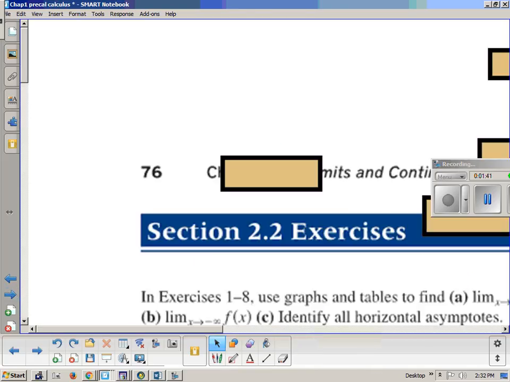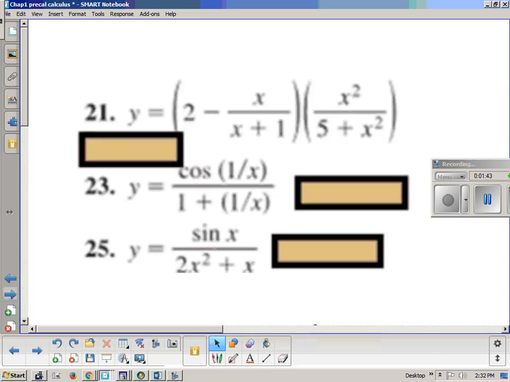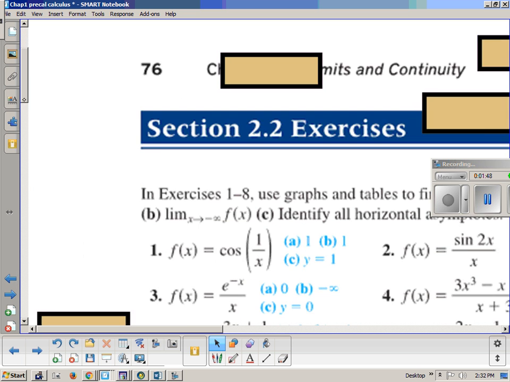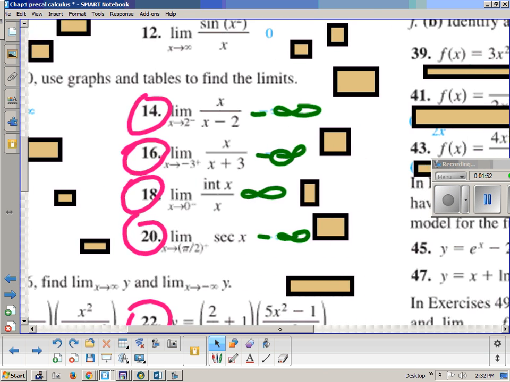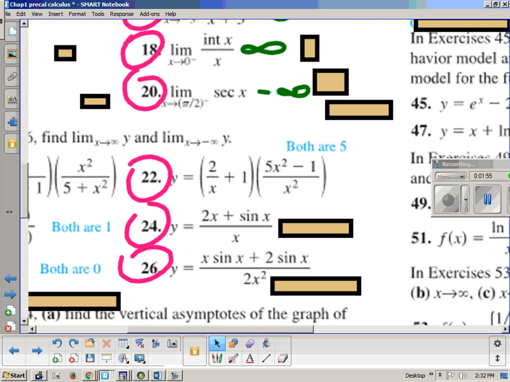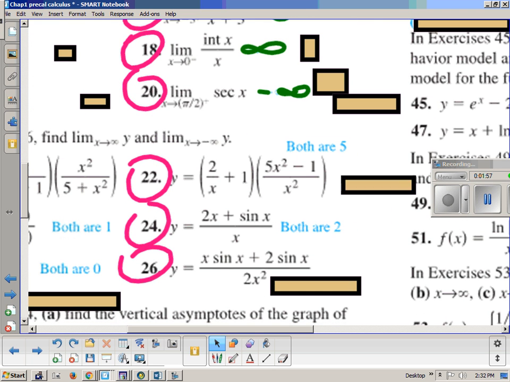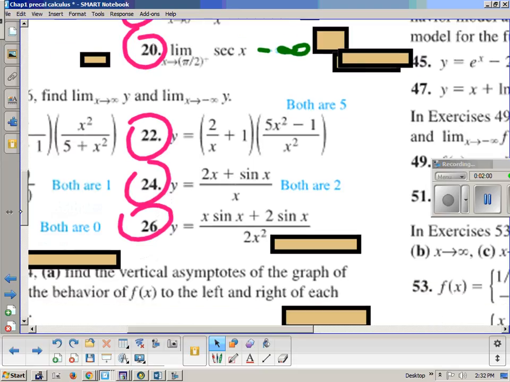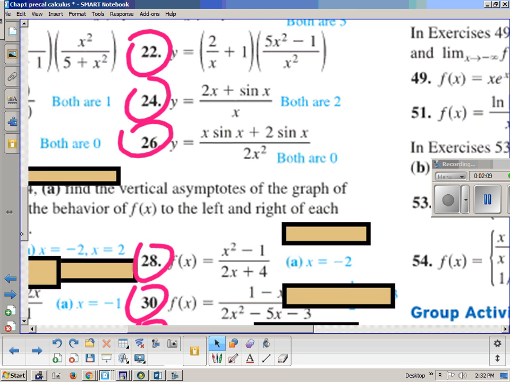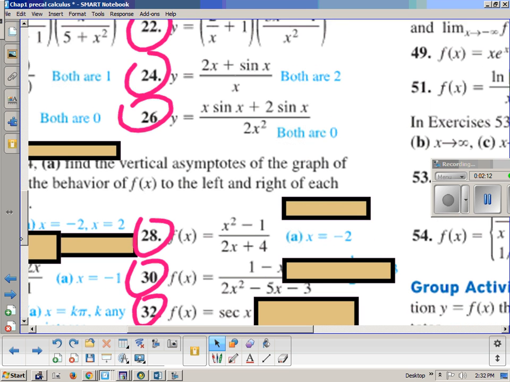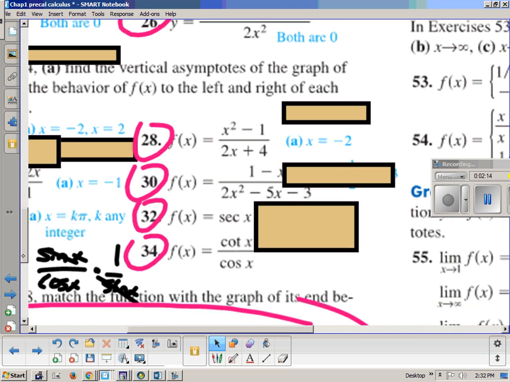Okay, looking at the next question. Moving along here. The answer to 22 is both are 5. 24, both are 2. You can pause the video anytime if I'm going too fast here. Both are 0. If you don't know how to do these, you can ask one of the kids in the class how to do them if you have a question.